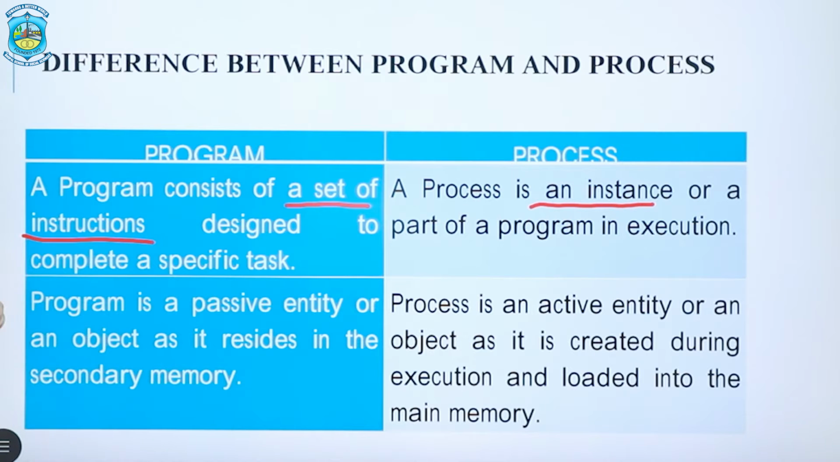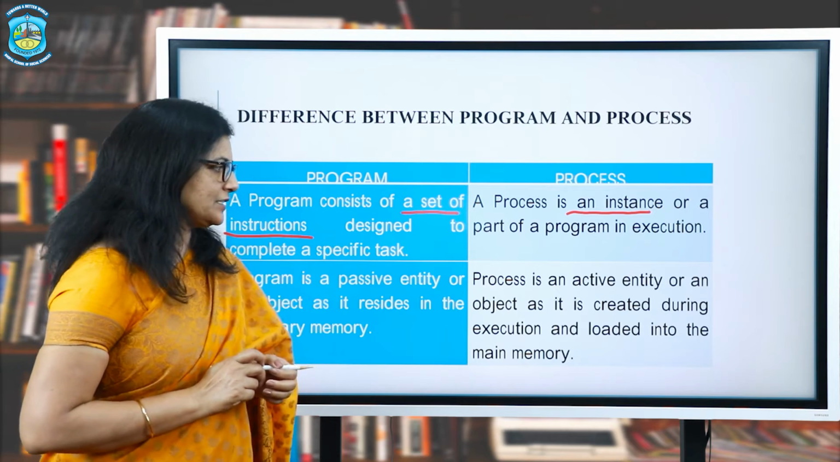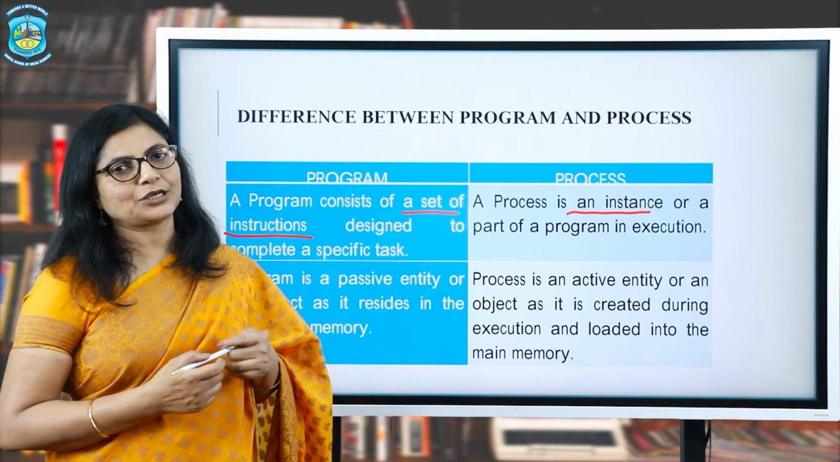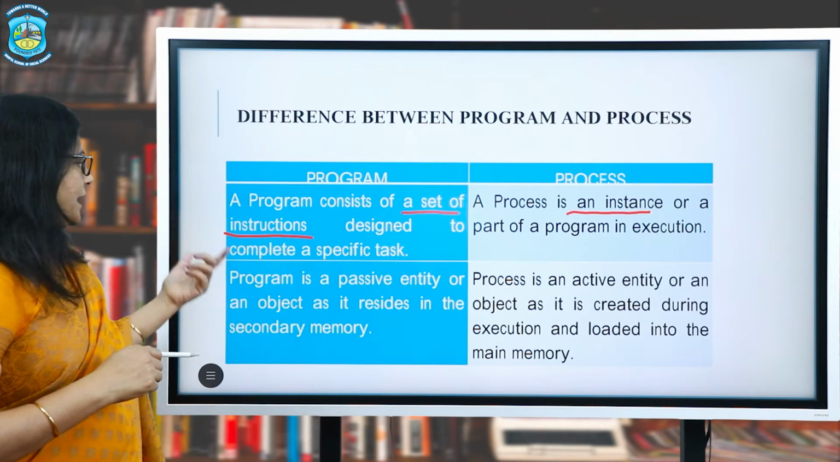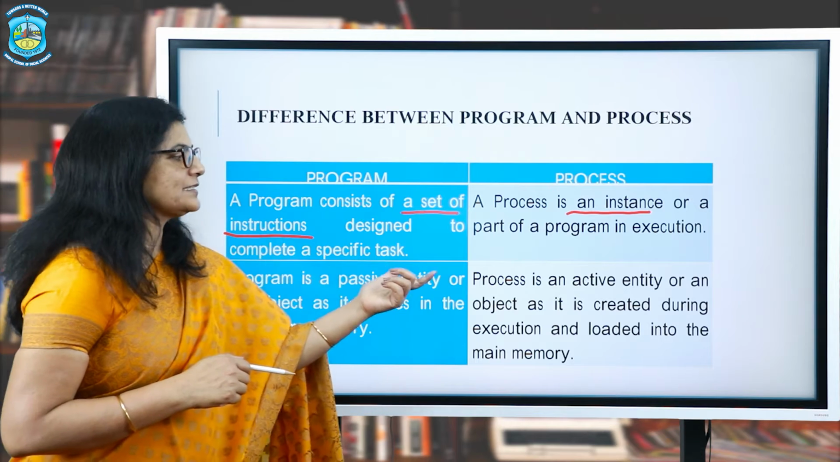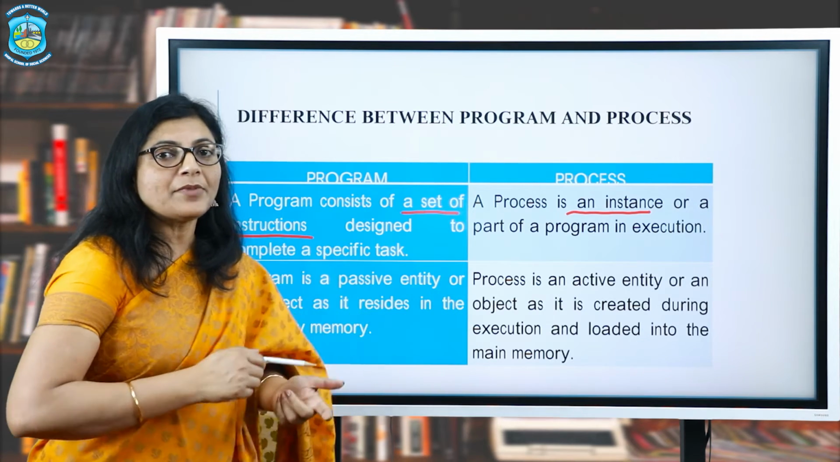Second difference is that program is a passive entity or an object as it resides in the secondary memory, whereas process is an active entity or an object as it is created during the execution and loaded into the main memory. So, program is a passive entity, whereas process is an active entity because it is residing in the main memory for execution.